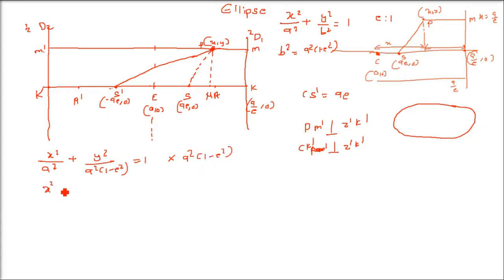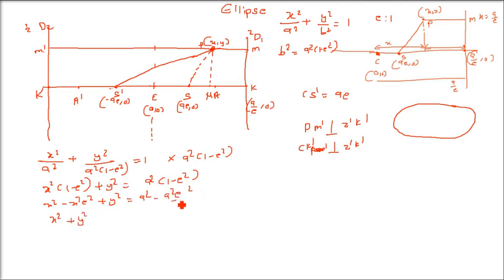What do you get? x square here you will get 1 minus e square, here you won't get anything, only y square, and here a square into 1 minus e square. So this will be x square minus x square e square plus y square equals a square minus a square e square. Now I am interchanging a square e square and x square e square.